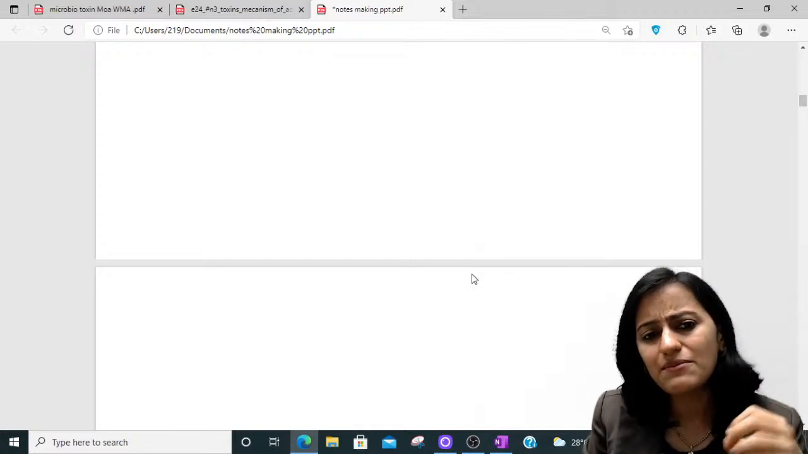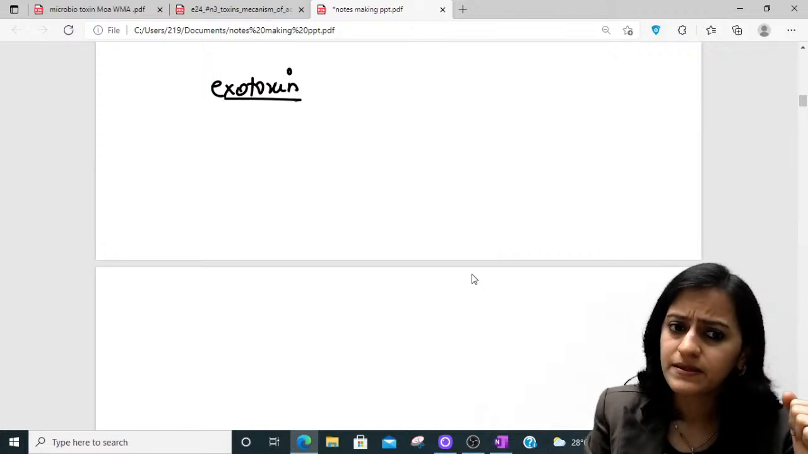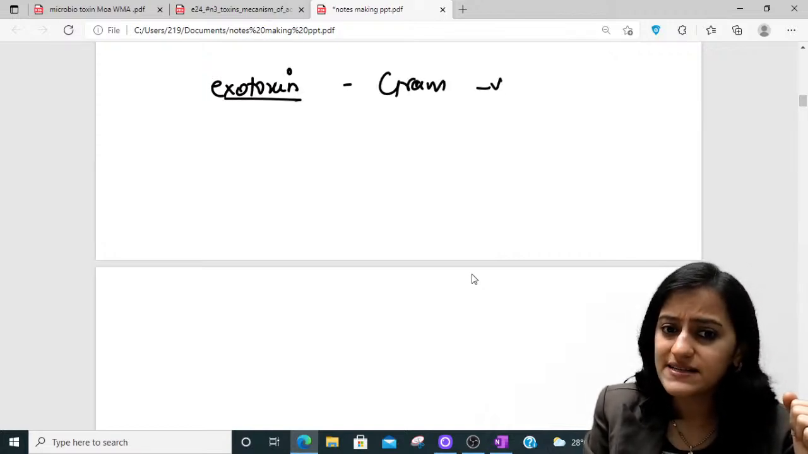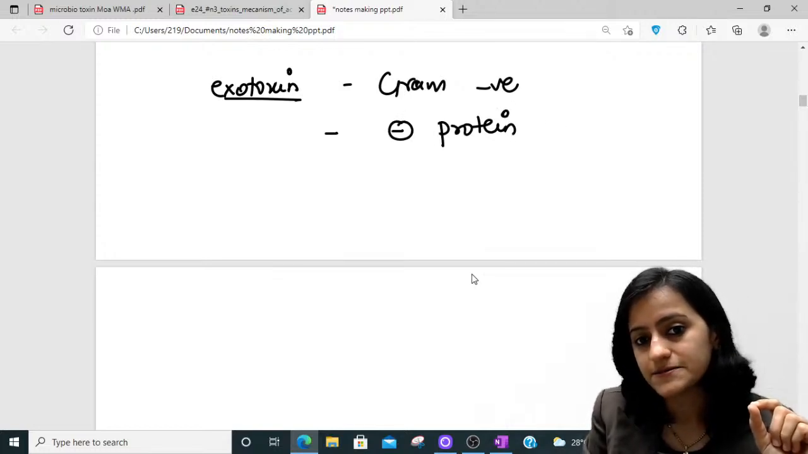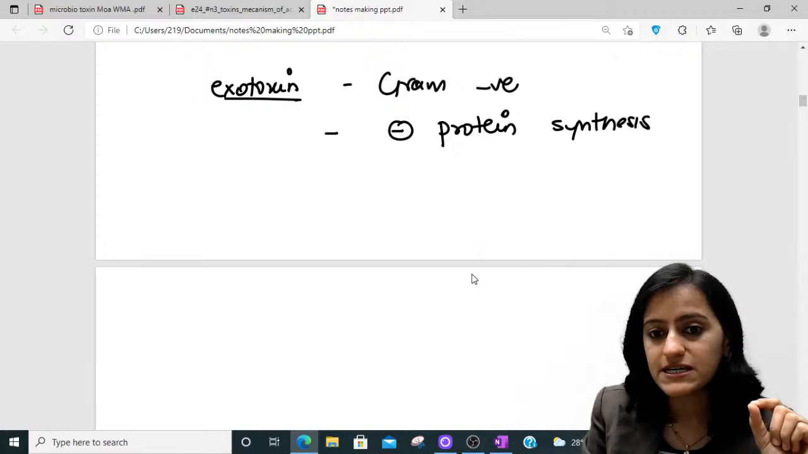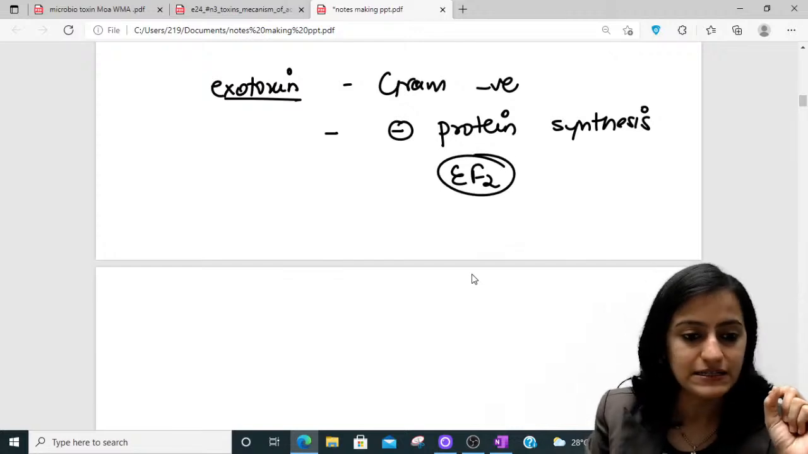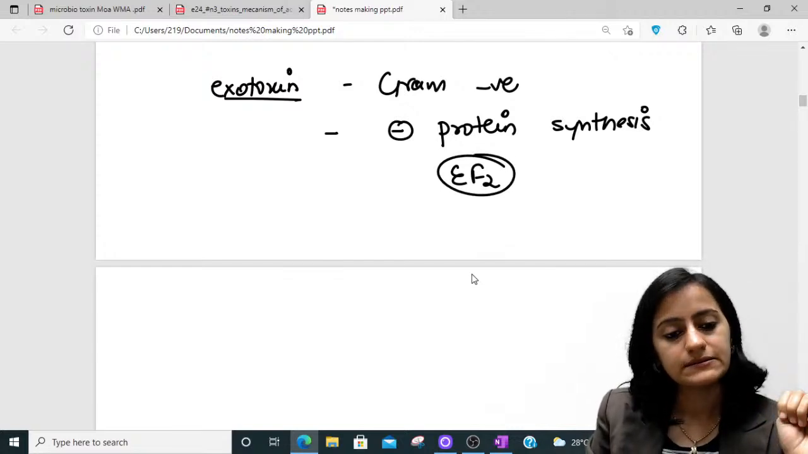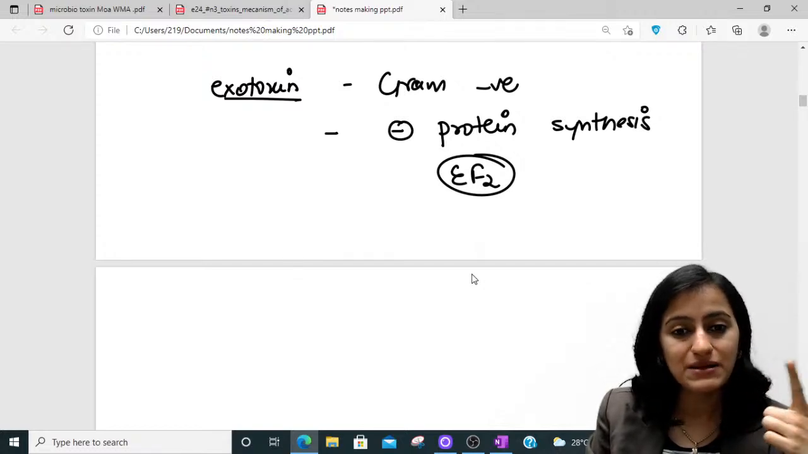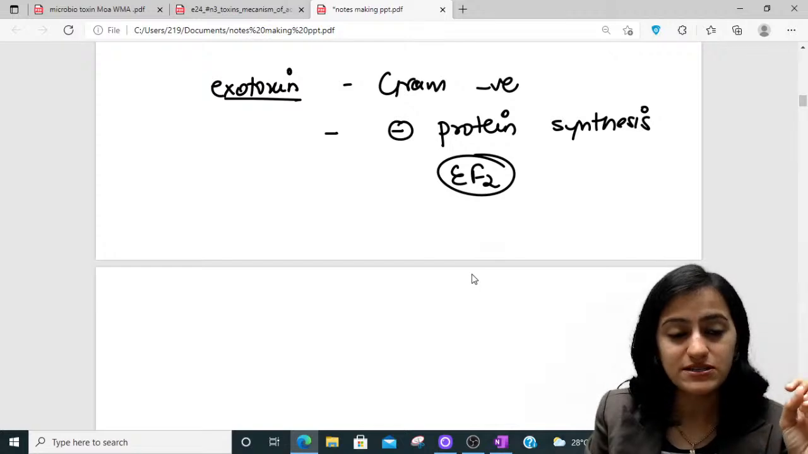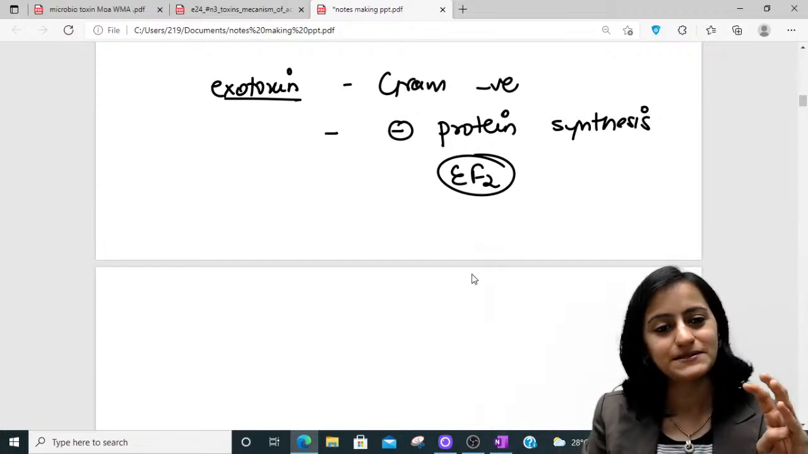Which is the gram negative organism which has exotoxin as well? Its mechanism of action is by inhibiting protein synthesis. It inhibits protein synthesis by ADP ribosylation of elongation factor 2. Which is a gram negative organism with exotoxin which inhibits protein synthesis? I've given you all the clues to answer this question.